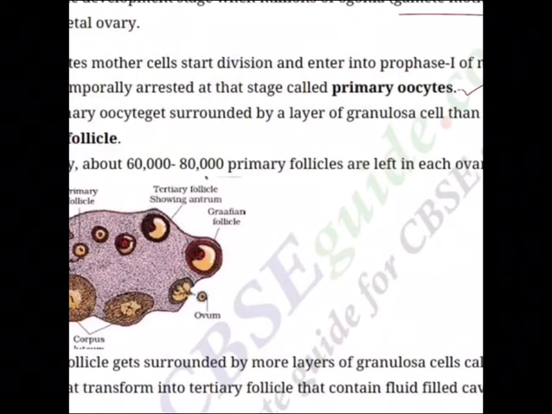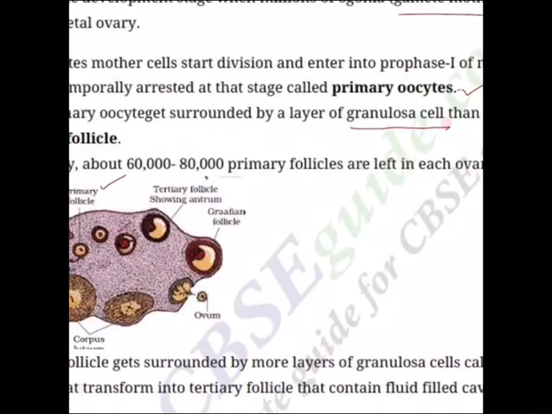So you can see the primary oocytes being formed, and each primary oocyte is surrounded by a layer of granulosa cells, and then it is called a primary follicle. You can see the primary oocytes covered with granulosa, becomes a primary follicle. So at puberty, means puberty is the age at which the girl becomes biologically matured, somewhere say, as I said, 10 to 11 years, she will be having 60,000 to 80,000 primary follicles in each ovary, and the primary follicle gets surrounded by more layers of granulosa and they are called secondary follicles.